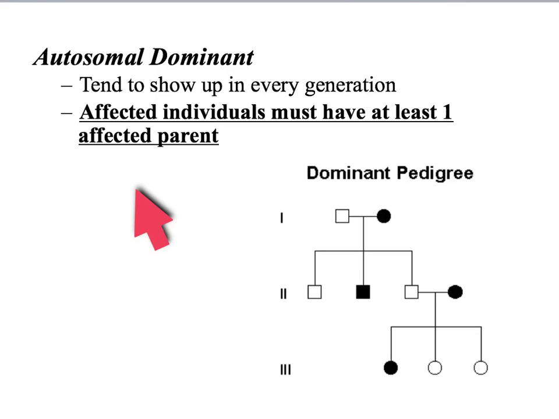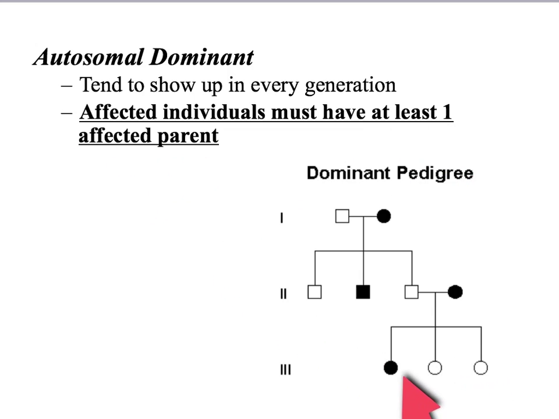Okay, now let's look at something called an autosomal dominant trait that shows up on a pedigree. Remember, autosomal means that it's a non-sex determining chromosome, so it's not on the X and Y. It's not sex-linked like color blindness would be. And it's dominant. And dominant traits tend to show up in every generation. And an individual that's affected has to have a parent. One of the parents has to have that.